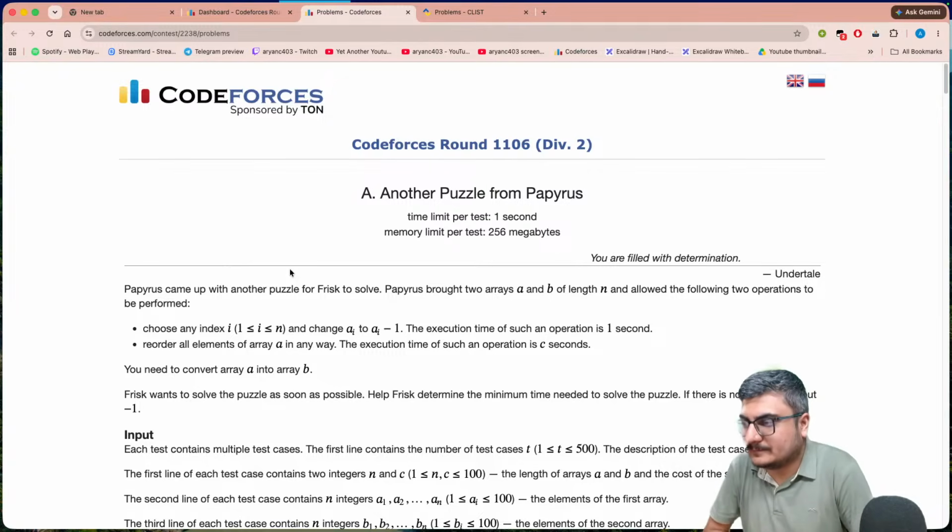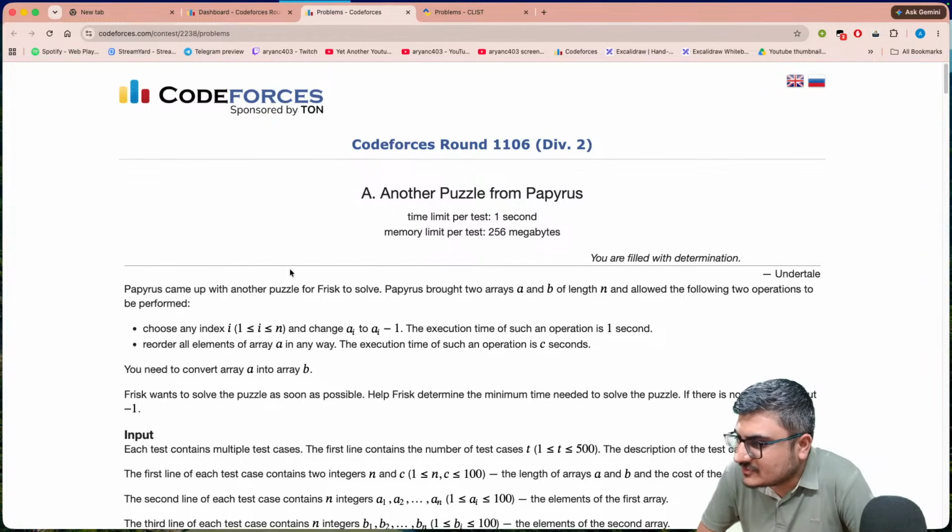Okay, let's get started. First problem says Papyrus came up with another puzzle for Frisk to solve. Papyrus brought two arrays A and B of length n, and allowed the following two operations. Choose any index i and change A_i to A_i minus 1. The execution time of each operation is 1 second. Reorder all the elements of the array in any way. The execution time of such an operation is 3 seconds. You need to convert A into B. Frisk wants to solve the puzzle as soon as possible. Help Frisk determine the minimum time needed to solve the puzzle. If there is no solution, output minus 1.